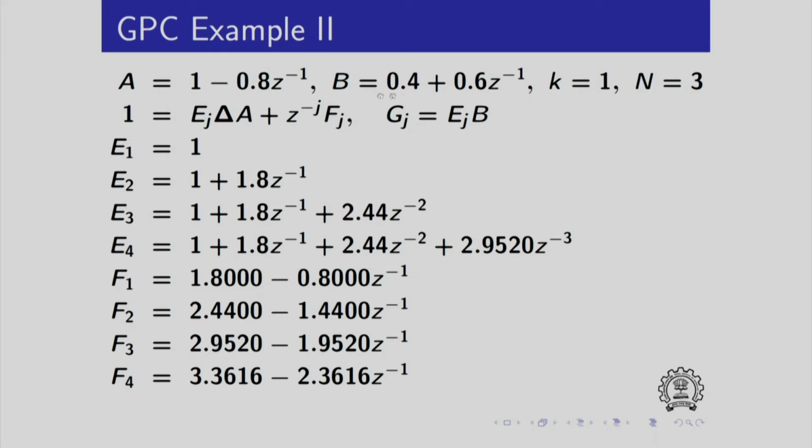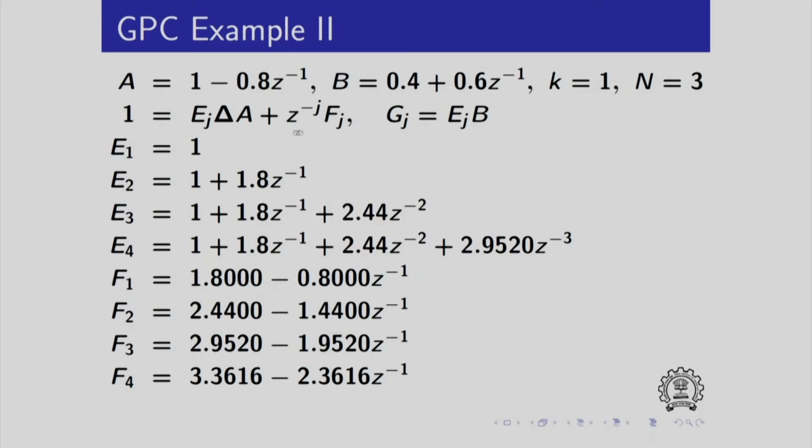A is given here, B is given here, which is 0.4 plus 0.6 Z inverse, K is 1, N is 3. We have chosen N equals 3. Remember, N is a tuning parameter. So we split 1 by delta A into Ej and Fj as given here, and j goes as 1, 2, 3, 4. We have not shown the steps here. Later on I am going to give the Scilab code.